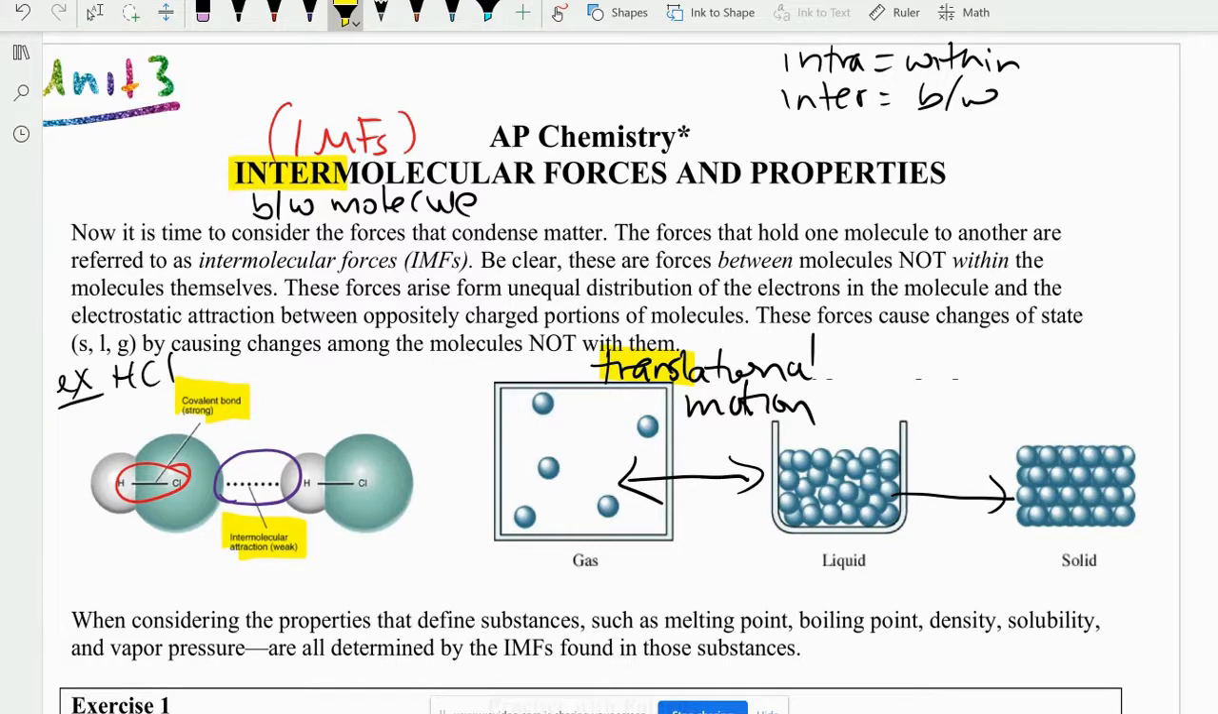Now, one thing you need to know is that bonds, intramolecular forces, are exceptionally stronger than intermolecular forces, okay? Now, I know a lot of you are math kids out there, and I'm a math kid. Well, maybe not, I'm a math old lady, and you get what I'm saying, though.